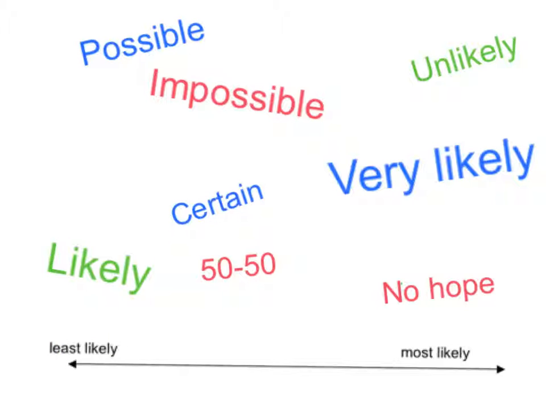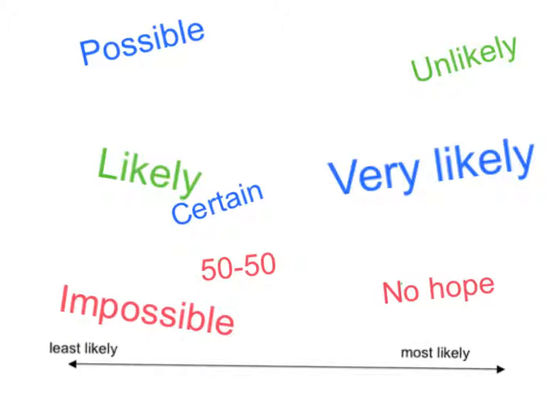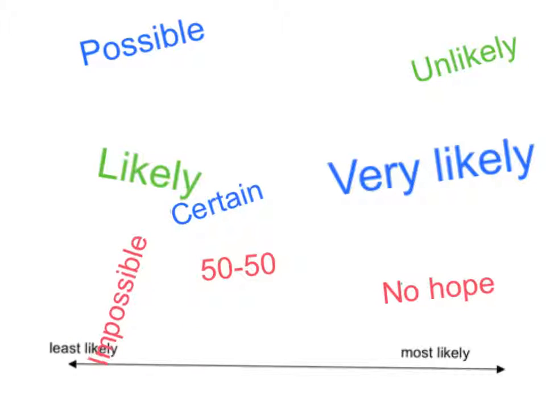So let's start with least likely. Now let's have a look back through our words. Can you see the word that would come at this end of the scale? Least likely. The word that is most definitive, the most definite. Not happening. The event is not going to happen. That word is impossible. So we're going to pop that word down here on our scale. We're going to actually rotate it and pop it up there like that.